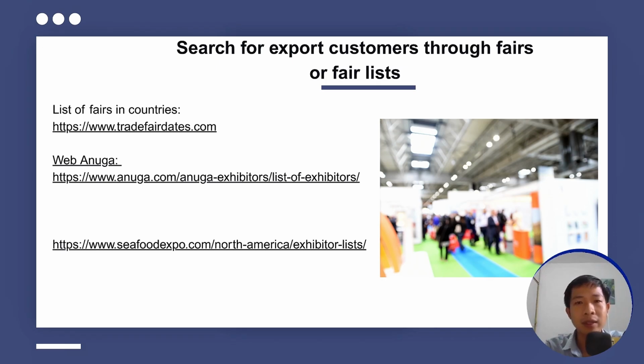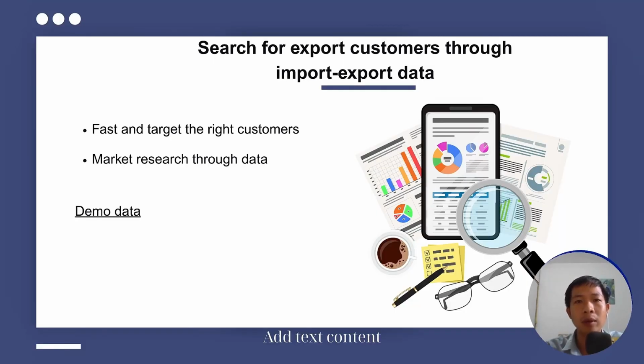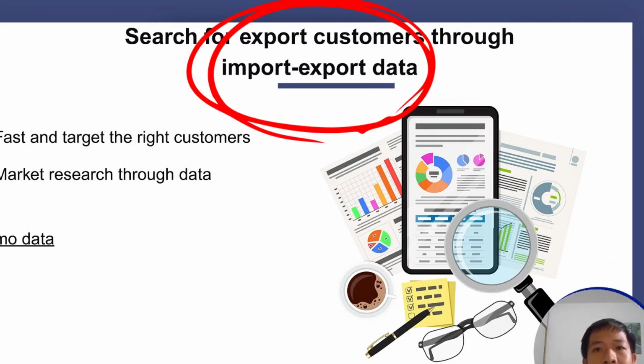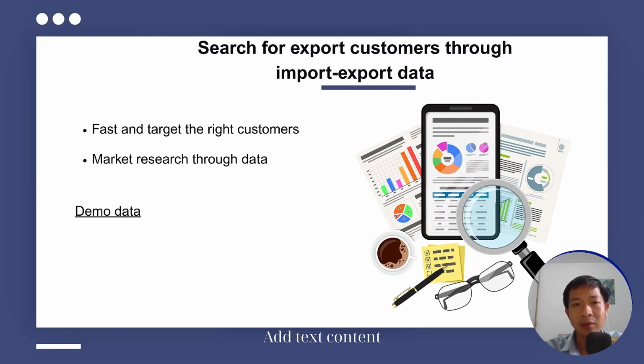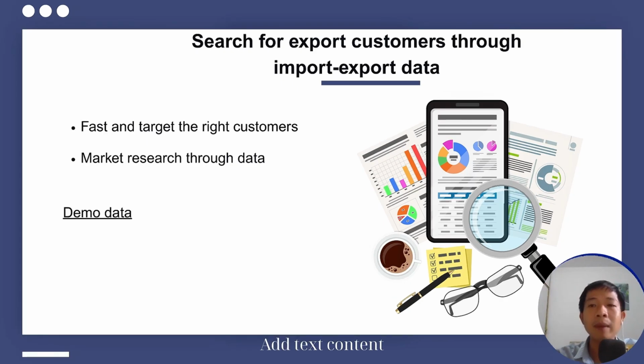Once 2 is done, continue to move on to the 3rd search channel, which is finding export customers and customs data. This is considered a relatively quick search channel that effectively targets the right customers. At the same time, you can also study the entire market through this customs data. Because customs data is about export or import data, it very accurately reflects reality.